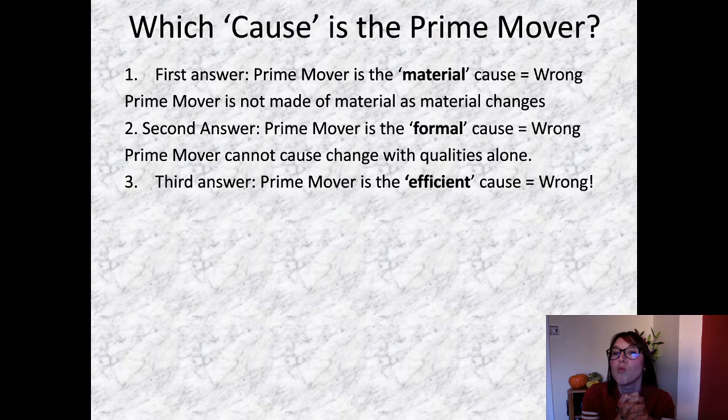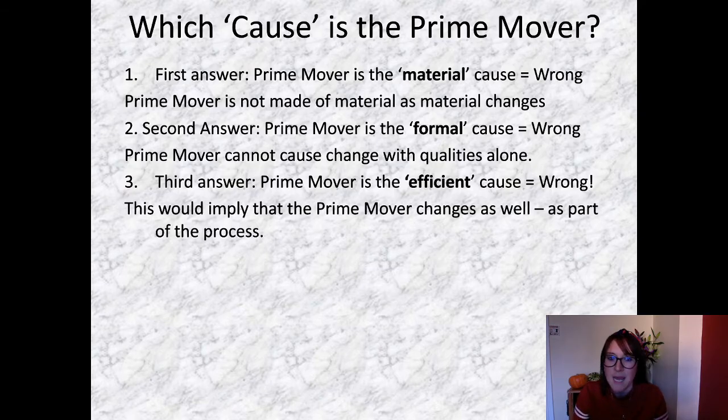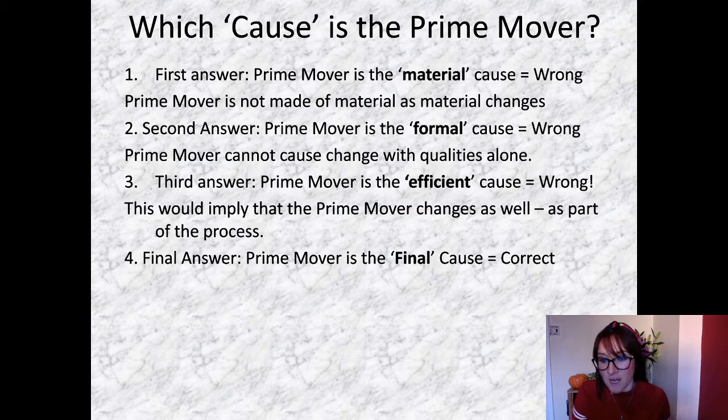Third, now efficient is the most common answer given. You are again wrong. The prime mover, whilst it is the external factor that comes in and does something, so logically it would be the efficient cause, it cannot, because the efficient cause, the sculptor, the teacher that helps the students, the thing that comes in also changes as well. The prime mover cannot change because if it changes, it's part of the process. And so the sculptor is still part of the process of the granite to the horse. It can't be the efficient cause because you can't be part of the process. It has to be completely separate. And so the prime mover is the final cause.